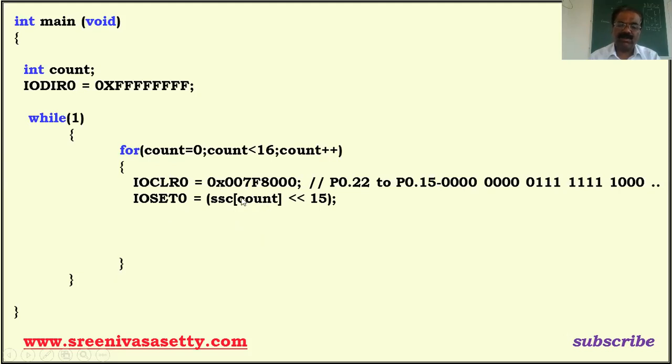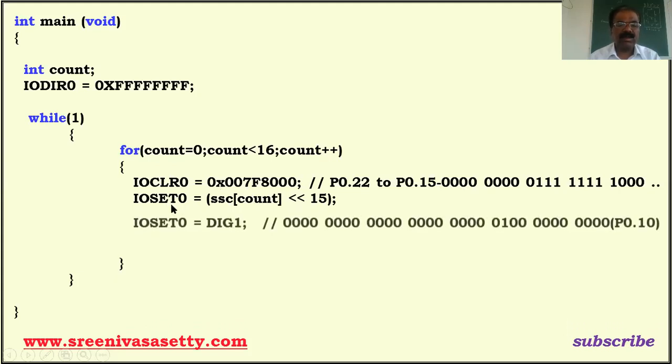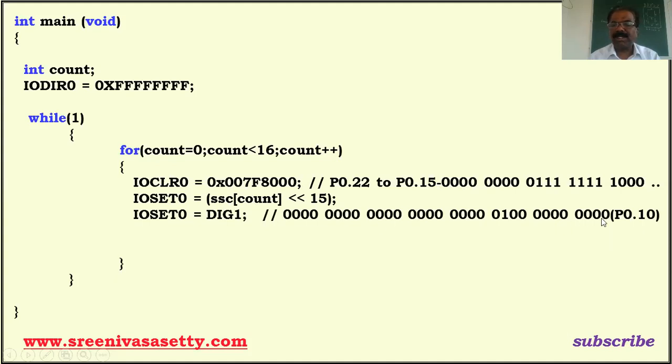Shift that information towards left, how many times? 15 times. Then the shifted value is assigned to IO set 0. Then P0.10 means make anode equal to high. This is the purpose of making anode high. Then this data is already applied. Once we make anode high, then we are able to see the 0 on the 7 segment display. Then provide delay. It goes to the delay program, executes delay, and provides approximately 1 second delay.